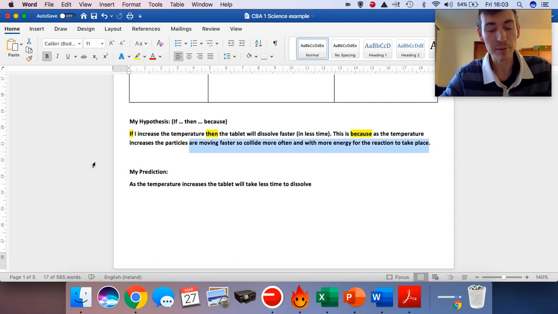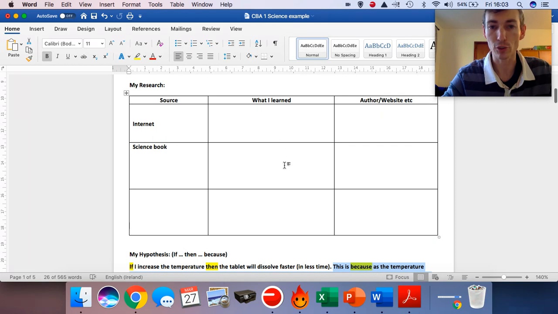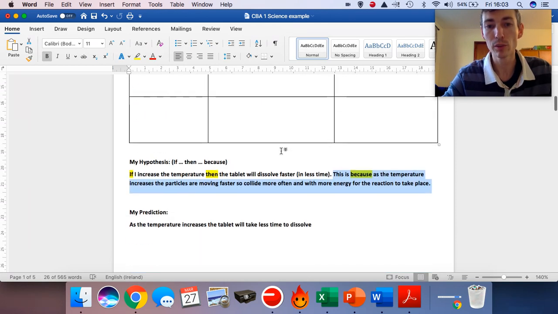This is the same experiment that we did in class. But the difference here is that you are now writing in a because. And you will be able to do that because you will have done your research. What have you learned? You will have learned the reason why something is going to happen.